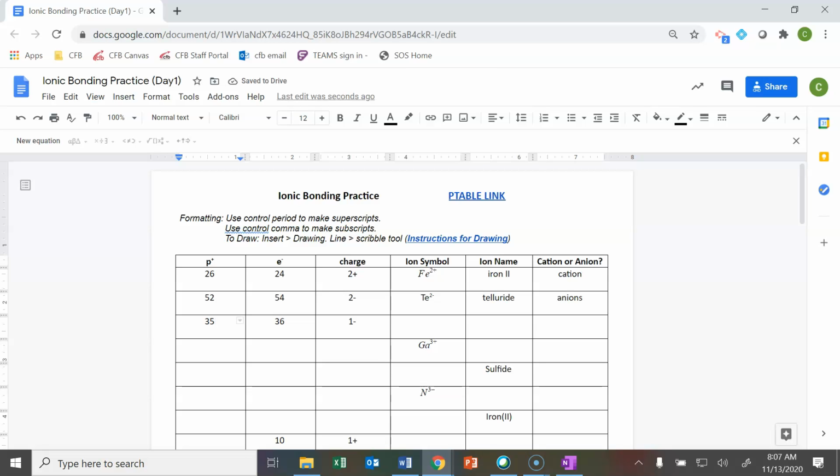Find 35 on the periodic table, that is bromine, Br. And I need to put my charge, which is -1. You can either put a -1, or 1 minus. Any of those would be acceptable ways of showing that it has a -1 charge. Again, it's a monatomic negative ion. This is an anion.